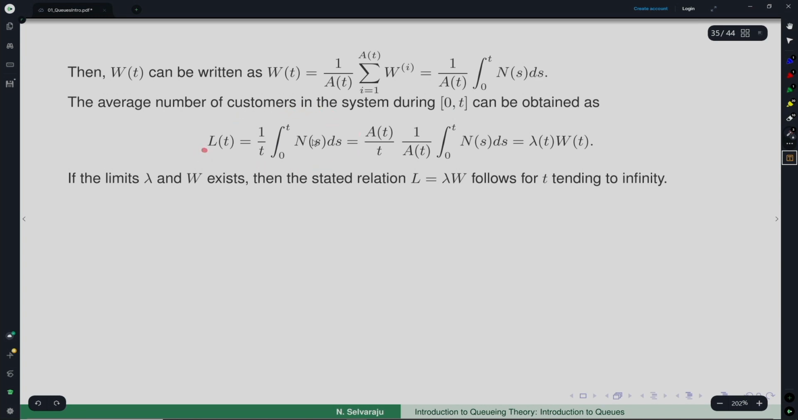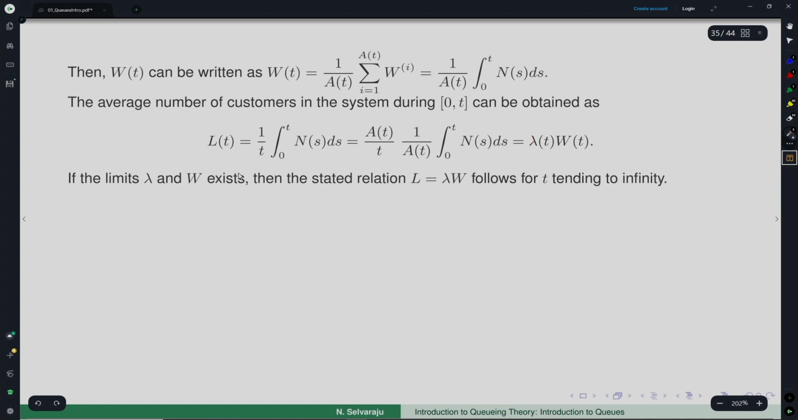Then the average number of customers in the system during 0 to t is this quantity, right. L of t: this is the number in the system at time s, I sum it over between 0 and t, I divide by t, and then what I get is the average number of customers in the system during 0 to t. Now, this one again I can multiply and divide by A of t, and then I get this expression. Now, this quantity is nothing but lambda of t, as we have seen, and this quantity is nothing but W of t, as we have seen above, right. So, L of t is basically lambda of t times W of t.